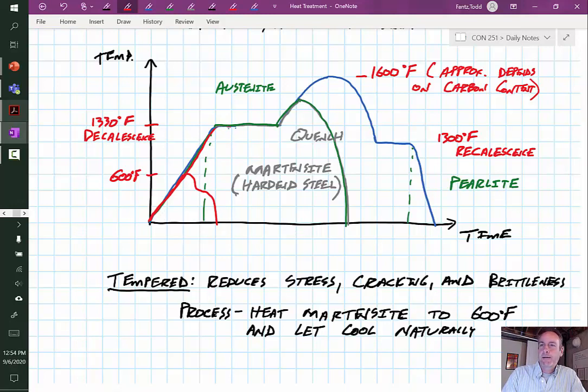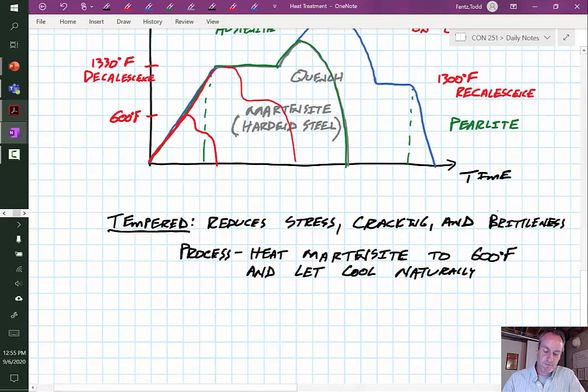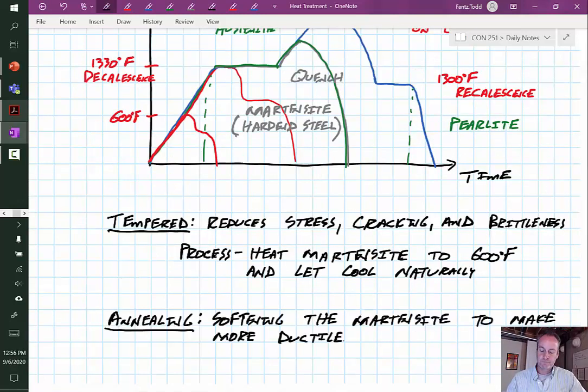Now, when I say past the decalescence, this is for that martensite, right? And then if we let it cool, you can imagine now we're going down and we are letting all of this kind of come back. And this is where we end up with a much softer metal. We've removed a lot of the stresses. It's much more pliable. And this process is called annealing.